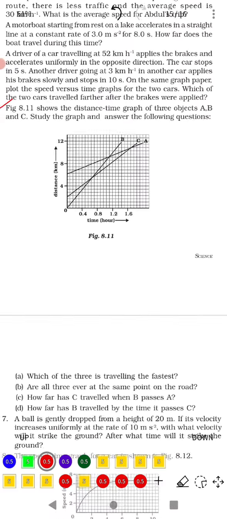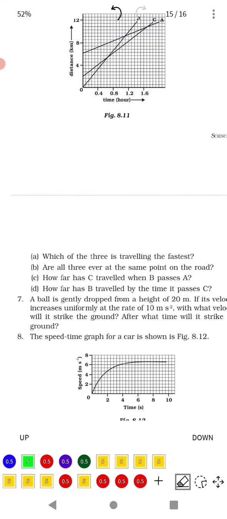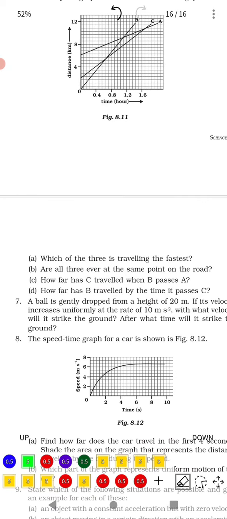Here you can see that one graph is given. That is a distance versus time graph. Time along the x-axis, distance along the y-axis. And here you can see that objects A, B and C are taken and the graphs of objects A, B, C are respectively drawn here. This line is for A, this line is for B and this line is for C. So now the first question, number A. Which of the three is traveling fastest?